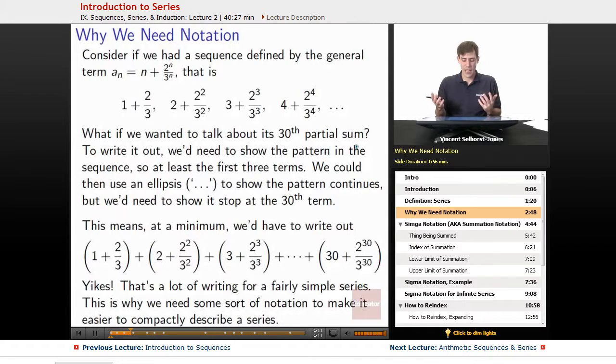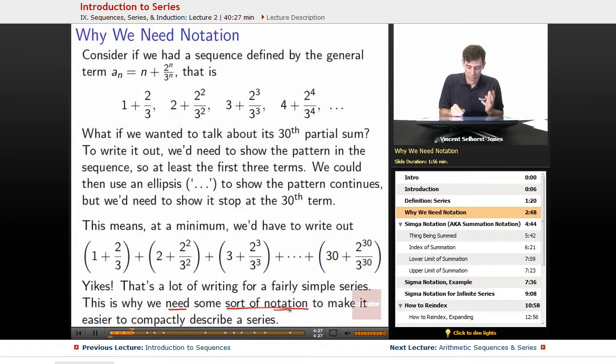This isn't even that complicated, but if we had to write this on multiple lines as we worked through a problem, if we had to keep talking about this over and over as we did steps in a problem, your wrist is going to hurt after doing one of these problems. You're going to have to do a bunch of problems about summation. So this is why we need some sort of notation.